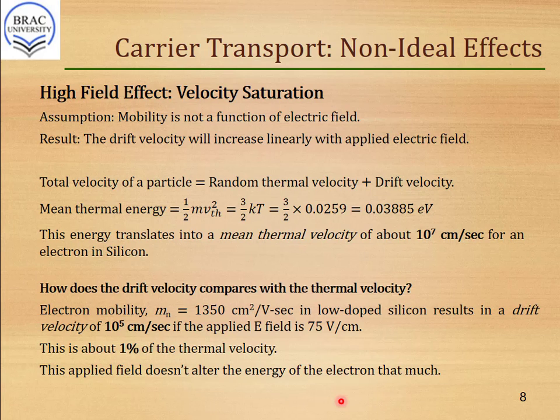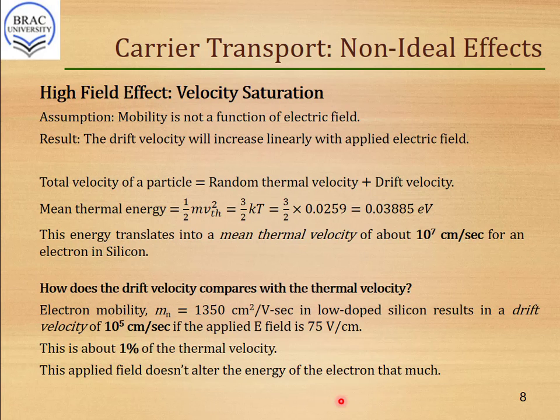So the equation was V drift equal to mu E, if you can remember from the first lecture. So if mu is not a function of electric field and mu remains constant, then essentially if we increase the applied electric field, our drift velocity should also increase linearly. But there is a limitation to this assumption. We will try to explain what is the case if the applied electric field is very high. The total velocity of a particle is a sum of the random thermal velocity and the drift velocity.